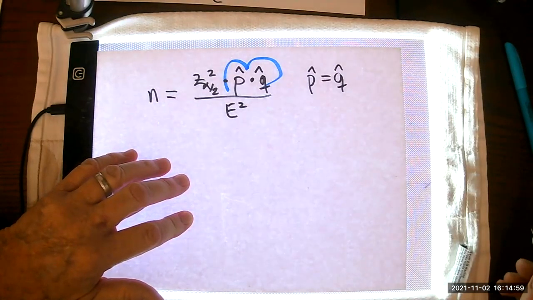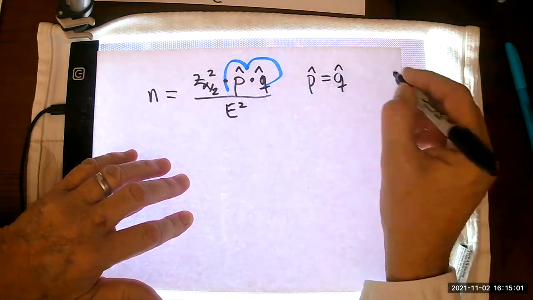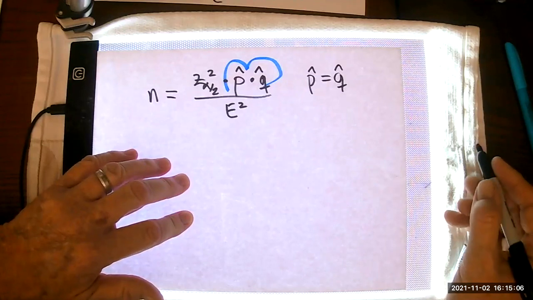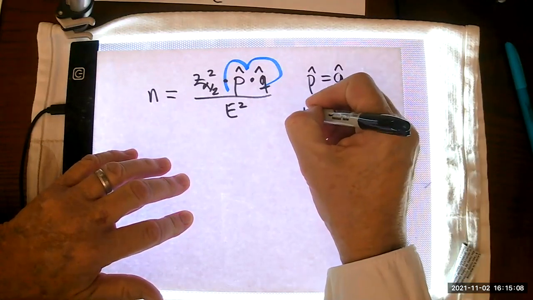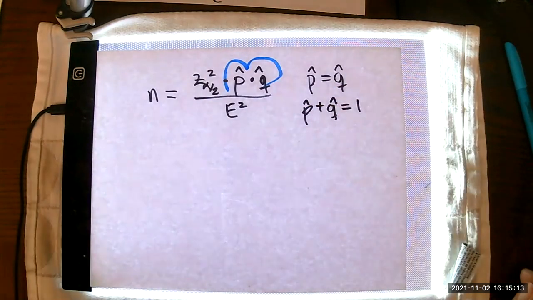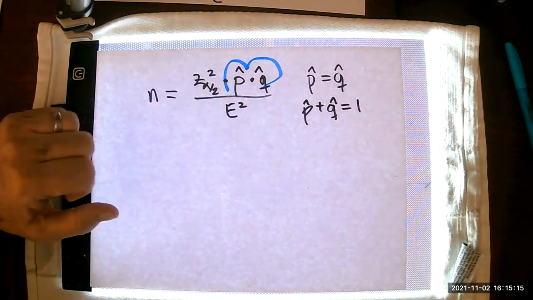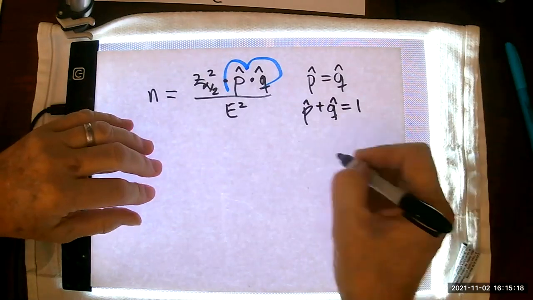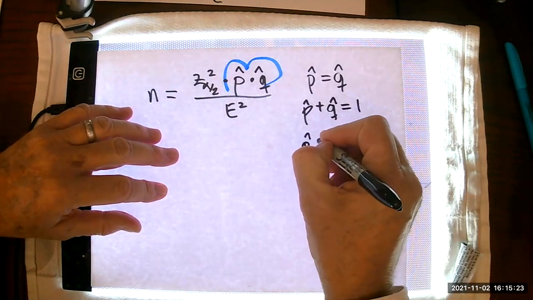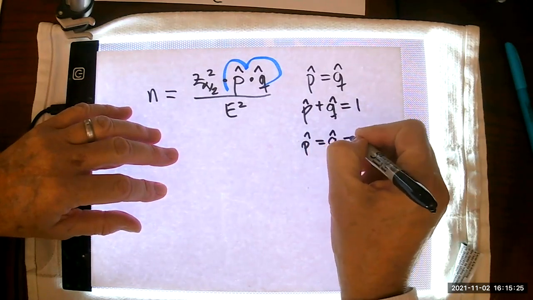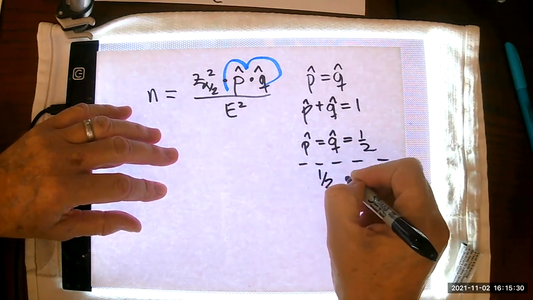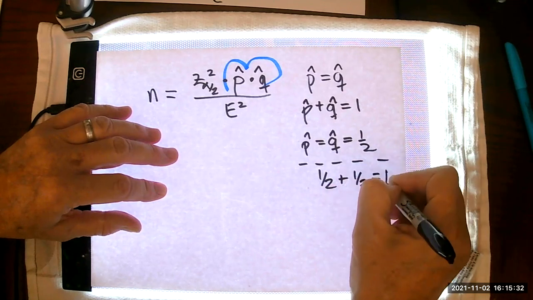And if those two are equal, then I know, because these are probabilities and it's only two outcomes in general to work with, that if I add them together, I have to have a total of 1. Now, if they're going to be equal and they have to sum to 1, that means P hat is the same as Q hat is the same as 1/2, because 1/2 plus 1/2 equals 1.